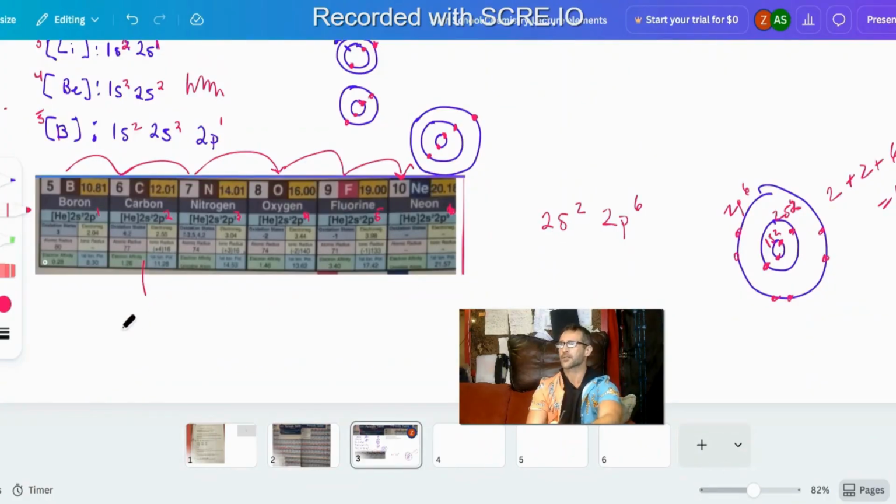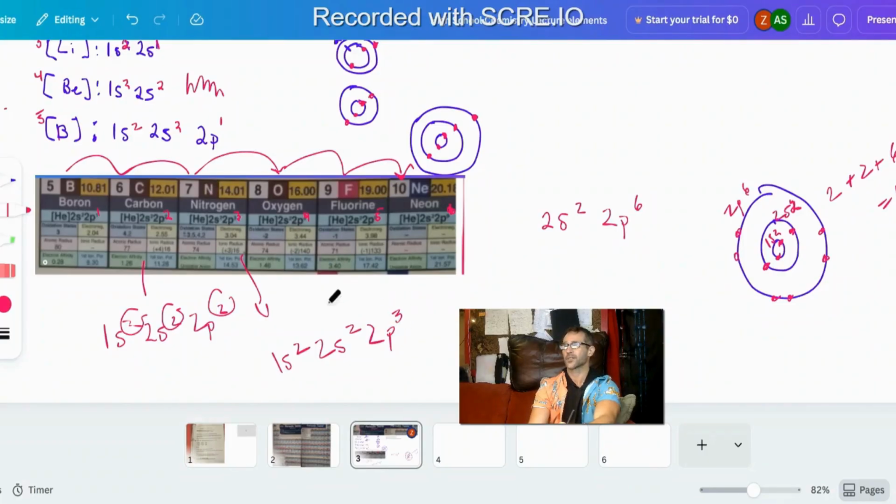So for carbon, 1s2, 2s2, 2p2, for a total of 6. 2, 4, 6. For nitrogen, 1s2, 2s2, 2p3, for a total of 7. 2, 4, 7. Makes sense? Okay. And that's how we layer it.